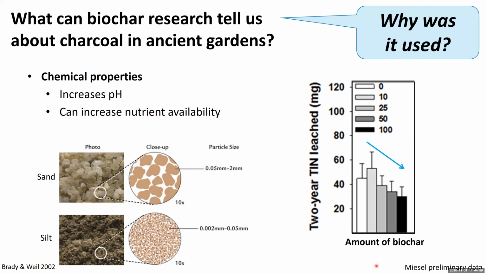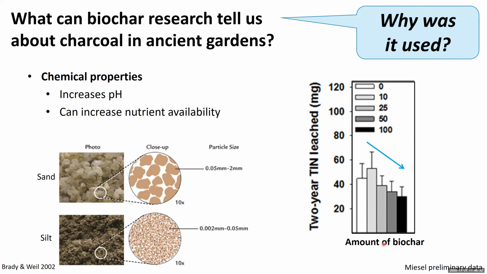So the graph on the right shows some data from one of my biochar studies where we measured how much nitrogen is leached out of a sandy soil during simulated rainfall. And we used 5 different levels of biochar here. The levels range from a no biochar control, shown in the white bar, to 100 metric tons per hectare, shown in the black bar, with the amount of biochar corresponding to the shade from white to black.